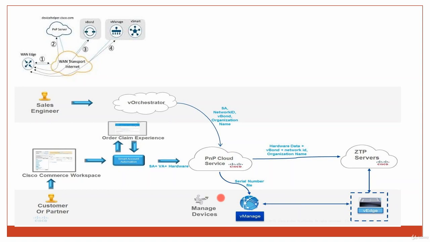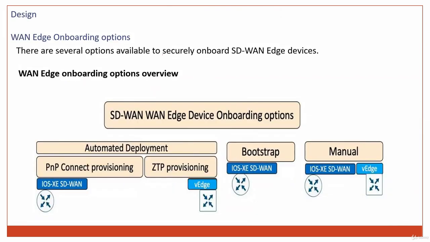In vManage, we have the option to sync the information. So it will sync the serial number, the file name, the hardware model, whatever information we put there. And the same thing will sync with the ZTP server as well. So that will be here. You can see that ZTP will help the edge devices, and PNP is going to happen with the Cisco devices. Now again, I have two more slides that will clarify the thing.